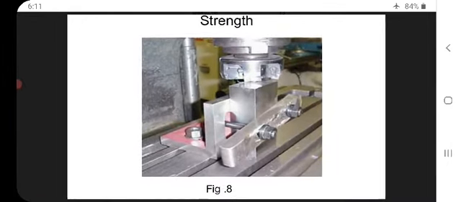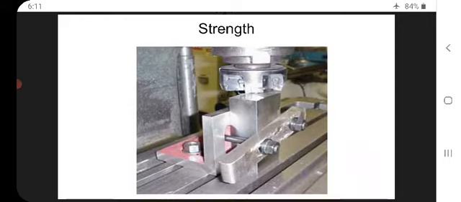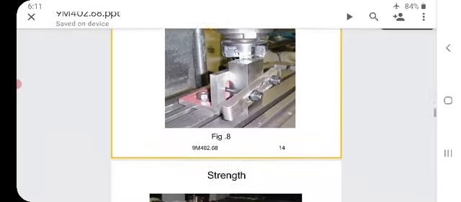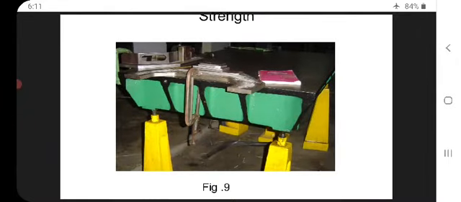See in the solid figure, strength. Here also you can see the help of a G clamp.